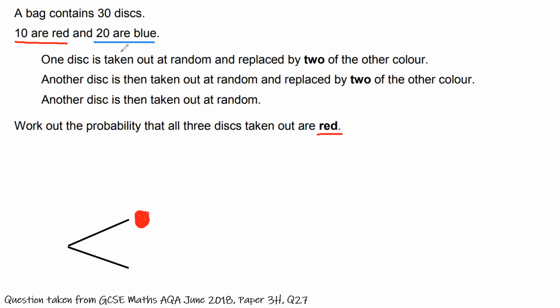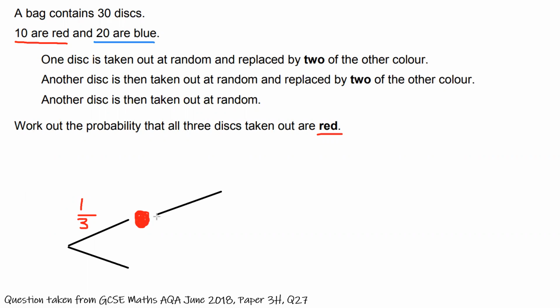So for the first one, we've been told that 10 out of the 30 discs are red. So we can say this is the same as 10 over 30, which of course is the same as 1 over 3, which makes it a little bit easier. So then let's look at the second time. The first time we've got 30 discs, 10 of them are red, so the probability of the first disc being red is a third.